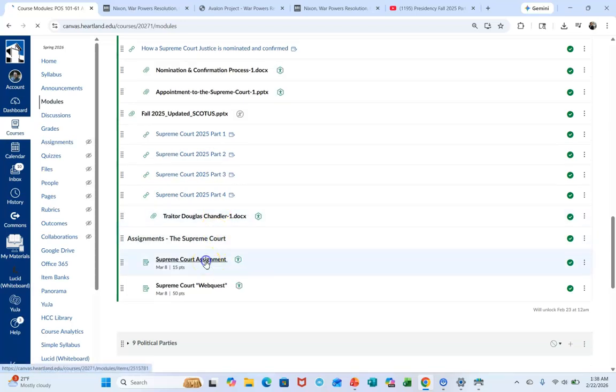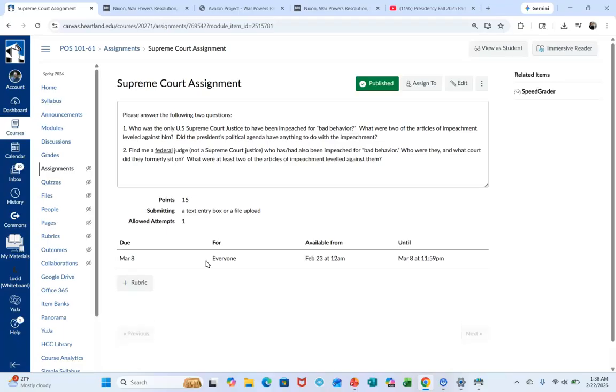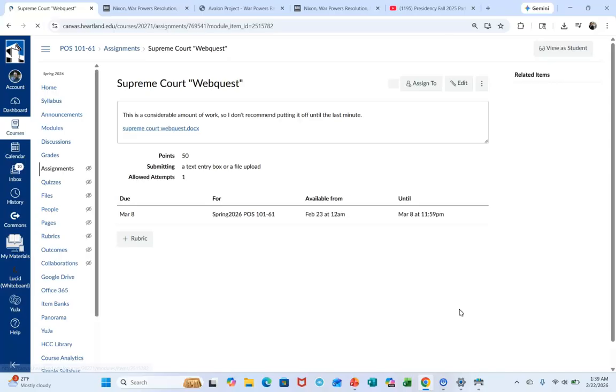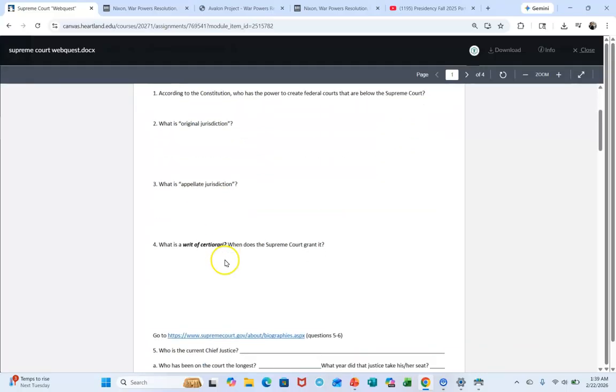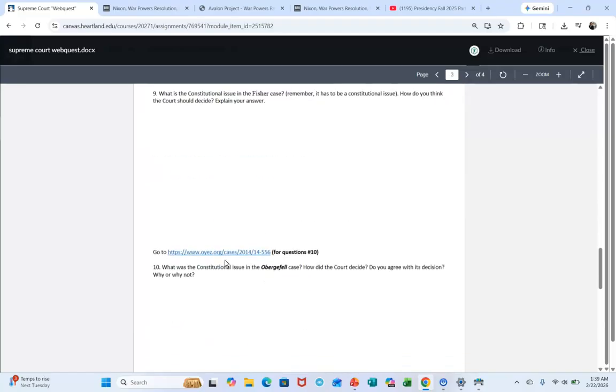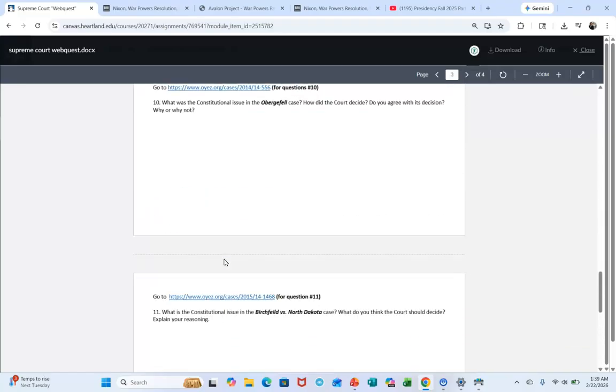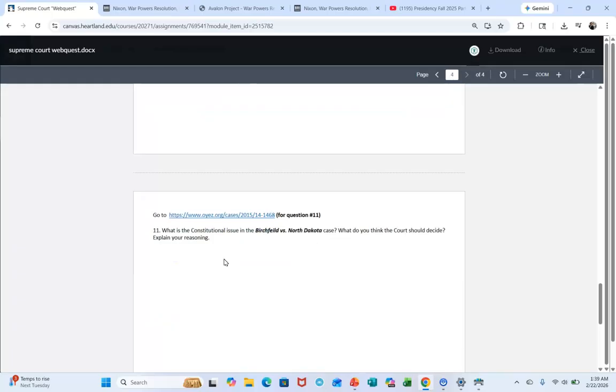Then the Supreme Court assignment. This is easy. You should be able to get this done in about 10 minutes. This, again, is complicated and not something you should put off until March 8th at 11:58. So, 4 pages. Again, it's a fair bit of work.